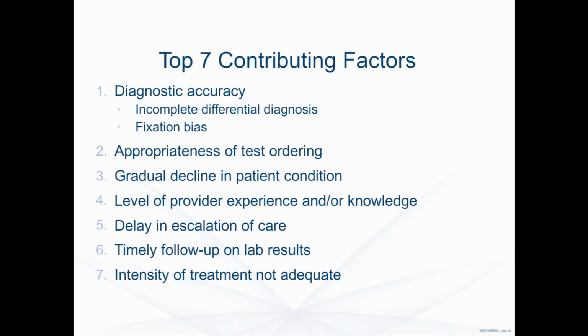The second is appropriate test ordering, which is obviously going to be related to your differential diagnosis. Gradual decline in patient conditions, making it easy for us to miss it. Can't see the trends in the EHR. The patient, quote, looks good even though some of their signals are changing. So just that gradual decline. Level of provider experience or knowledge, so not getting a specialist to the bedside, or maybe it's an intern that's taking care of the patient, followed by a delay in escalation to the appropriate level of care.